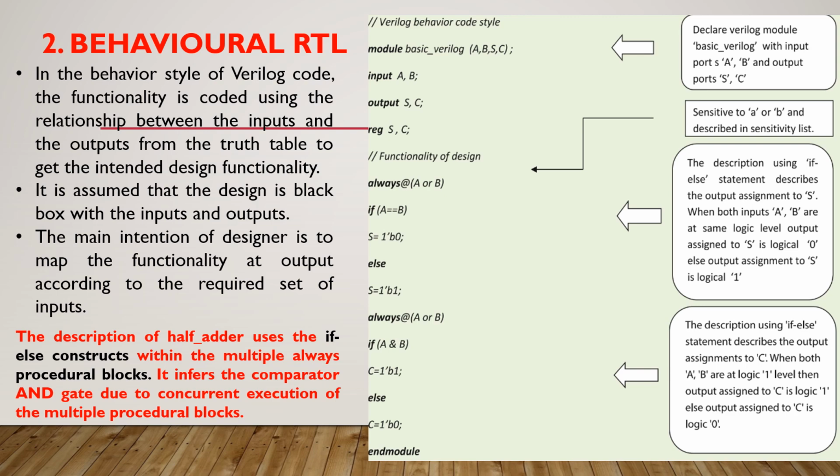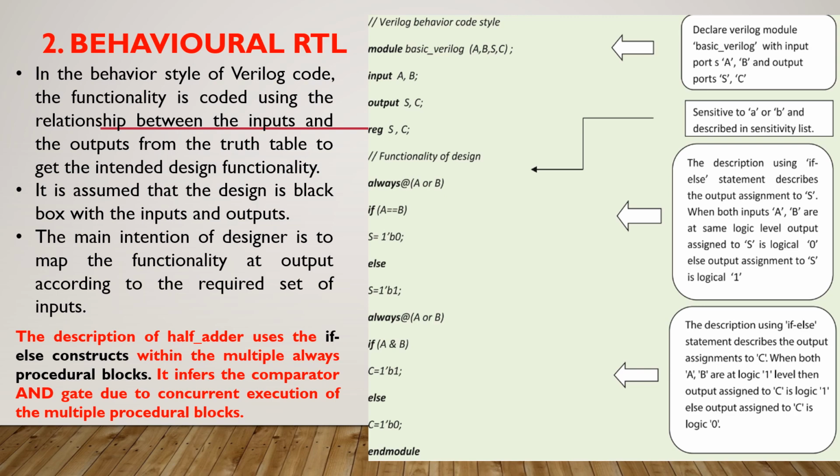The next always block is used for carry generation. Here we know that if both the inputs are 1, then only the carry will be 1. So we have to write the condition if A and B, multiplying within the bracket. If A and B is true, C equals 1. If it is false, C equals 0. So this is another way of writing the program, by using behavioral design.